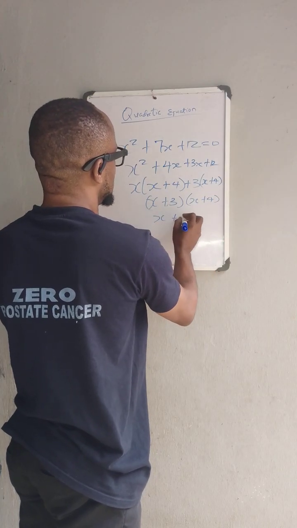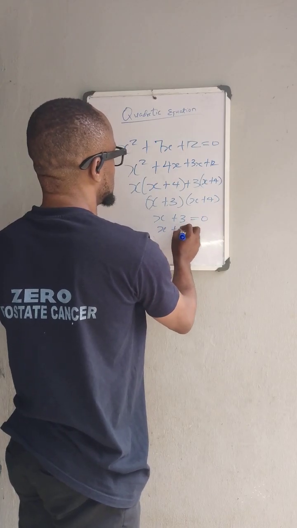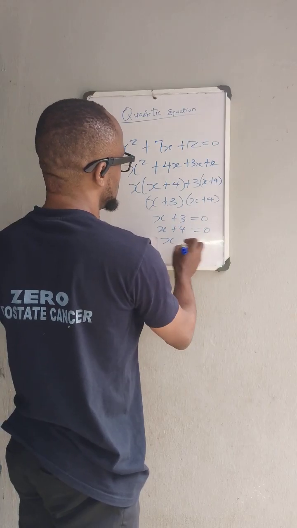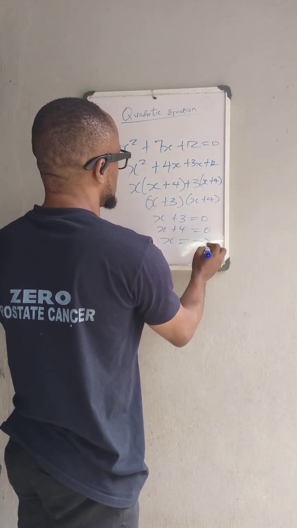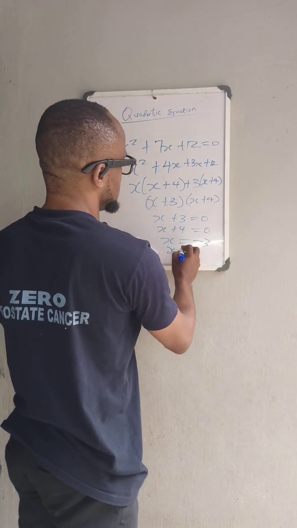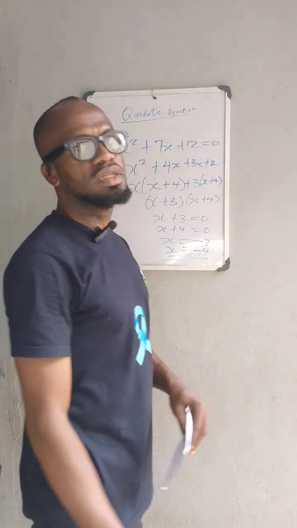So x plus 3 equal to 0, x plus 4 equal to 0. So x, this 3 crosses here, it will become minus 3. Then for this one, when 4 crosses, it will become minus 4. So that is the answer.